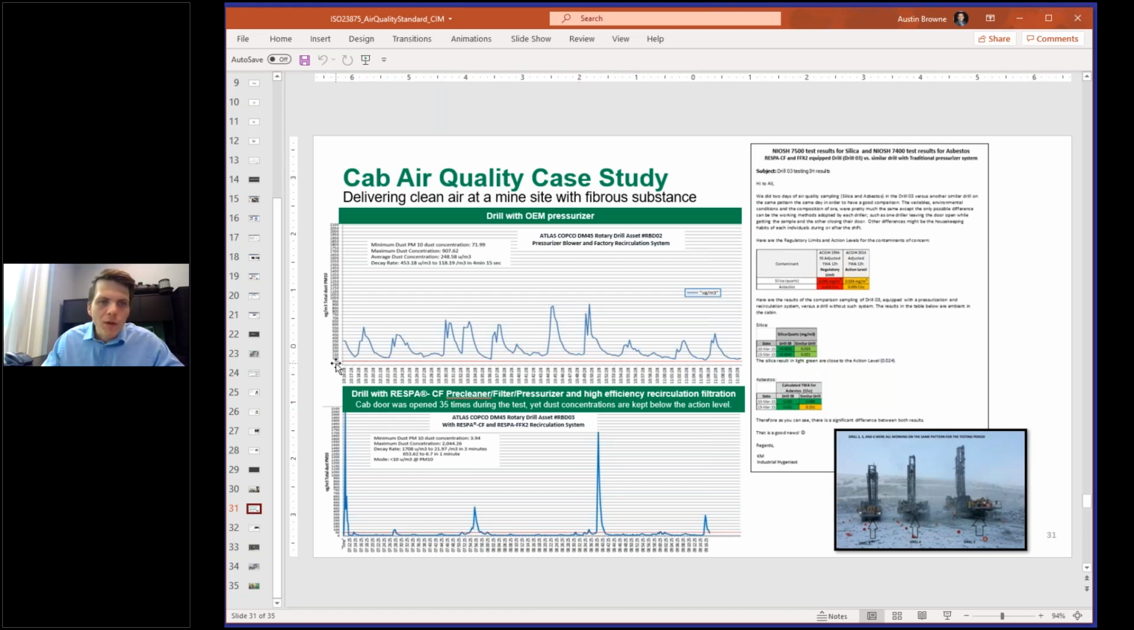As you can see, the drill with the OEM pressurizer was never below the red line, which was the permissible exposure limit level. However, on the bottom, the Sy-Klone system, after some initial spikes, was able to recover that air quality, keep it well below the permissible exposure limit, with the exception of when the actual operator opened the door. And as you can see, as the operator opened the door and shut it, the recirculation system combined with the high efficiency filter was able to quickly recover that air quality and bring it back to normal.